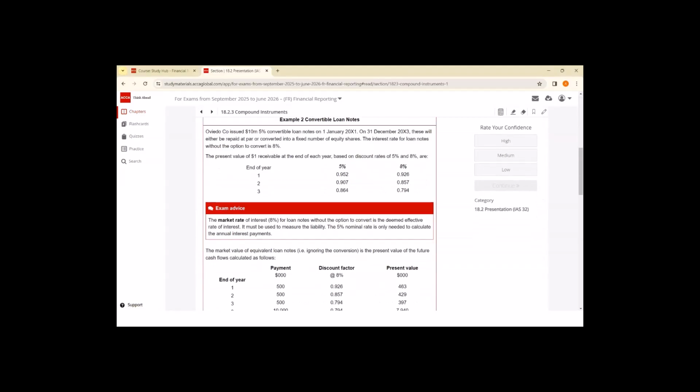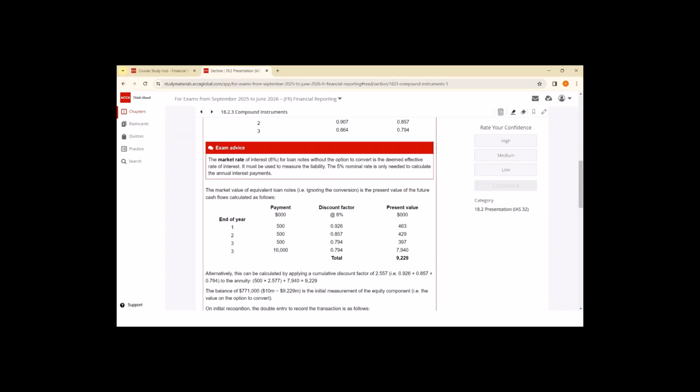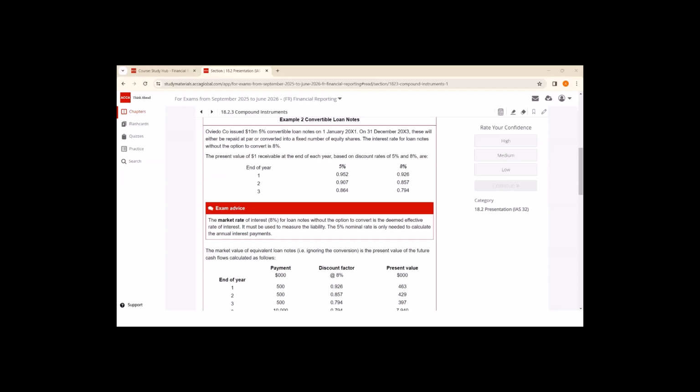Now in here, we have the example that a company issued 10 million convertible loan notes at 5% rate. By chance, the example is the same as what I gave you, and the interest rate without conversion option is 8%. Now, in this case, the discount rates are provided to you in the question. This is mostly there in your final exam also. Here is the calculation for the present value of liability. We first calculate the interest which is going to be paid on a year-on-year basis.